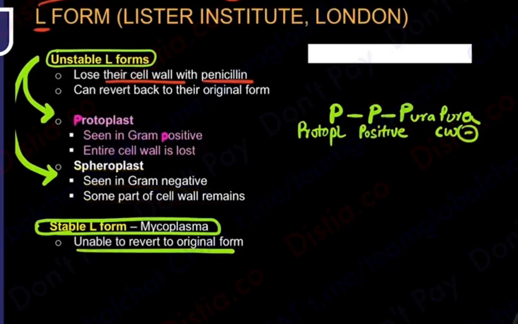So repeating, unstable cell L forms, sometimes they can go here and there, with cell wall, without cell wall, unstable. And stable means mycoplasma, that is what is asked. So again, this is also done. Now let's move on to the third layer.